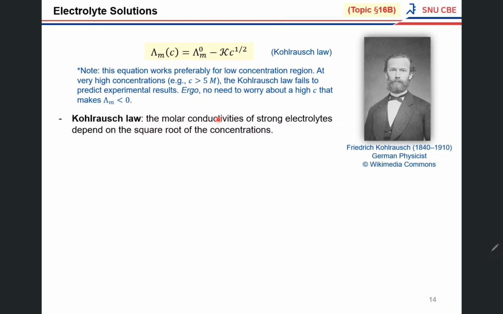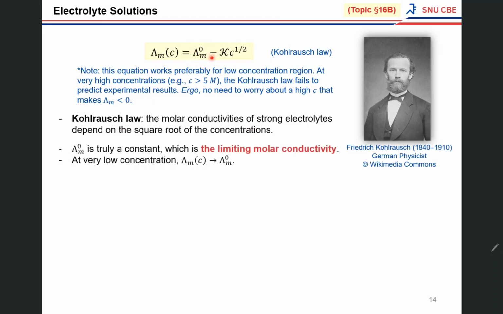Okay, so Clausius tells you that the molar conductivity of the strong electrolyte, when the concentration is very low, may depend on the square root of the concentration, like this. Here, the large lambda 0m is truly constant. It doesn't depend on the concentration, and we call this limiting molar conductivity. If the concentration is very small, so if you take the limit of C to 0, then the overall molar conductivity will approach the value of this limiting molar conductivity.